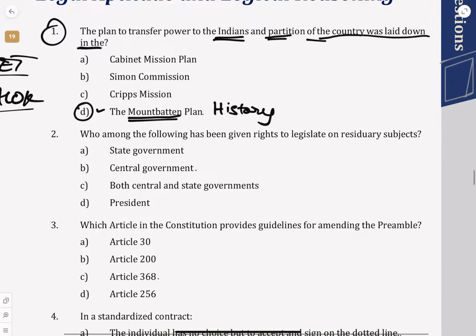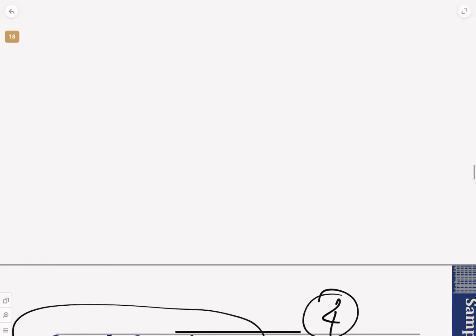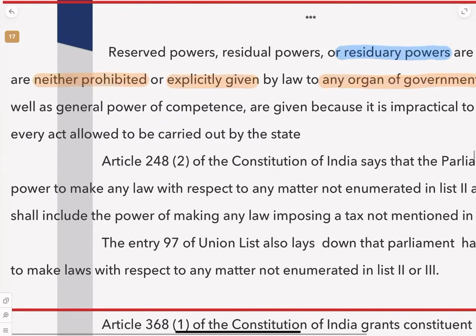Next, who among the following have been given rights to legislate on residuary subjects? State government, central government, or both state and center, and president? The answer is central government. Let us have a look at it.